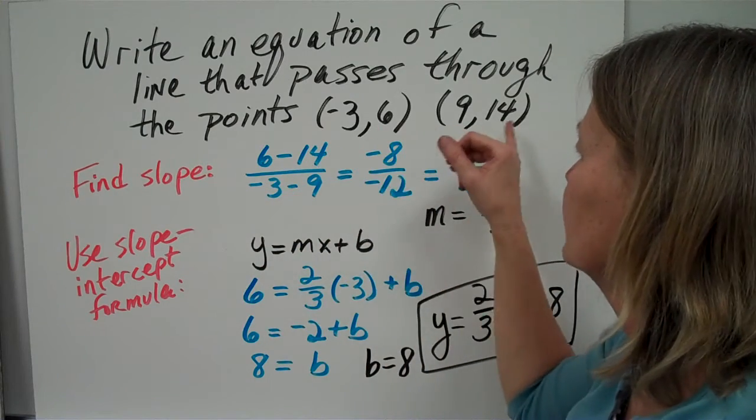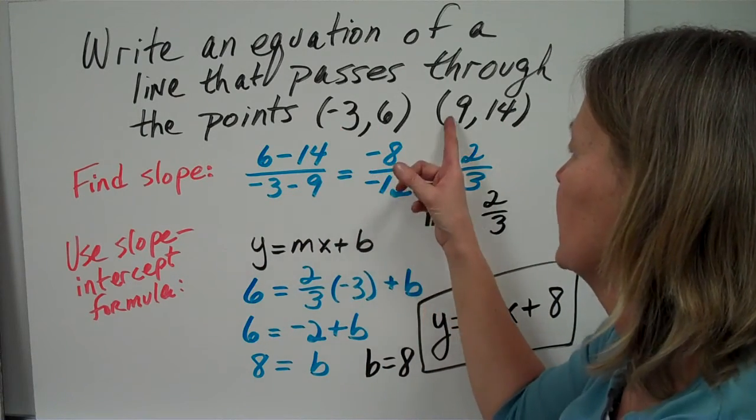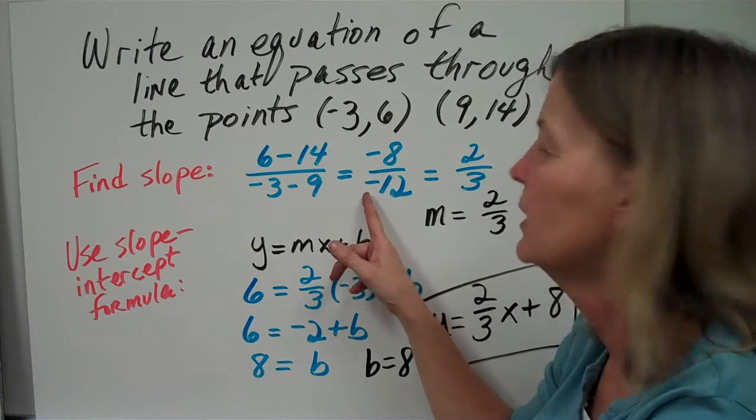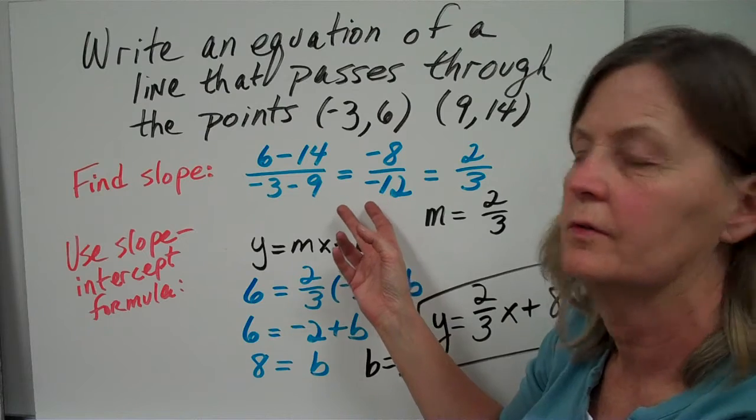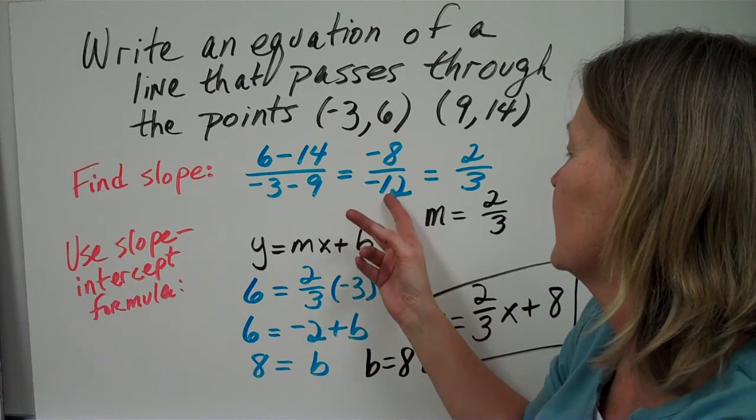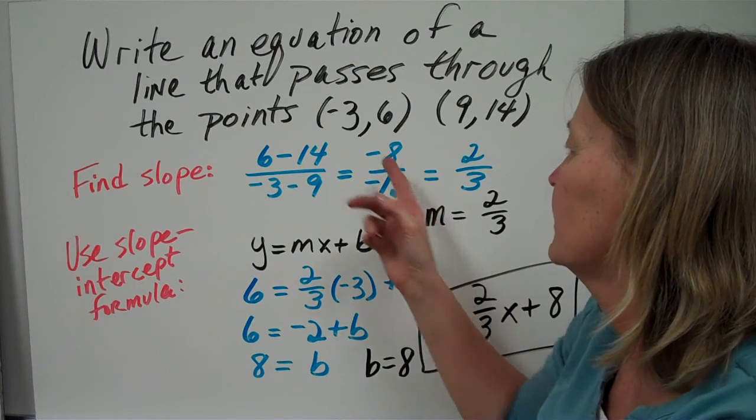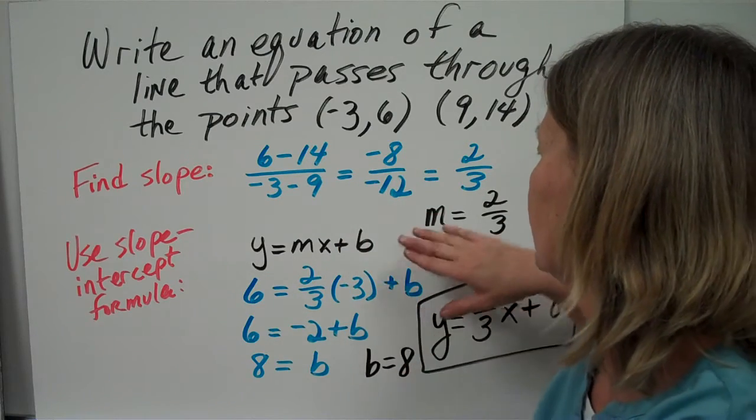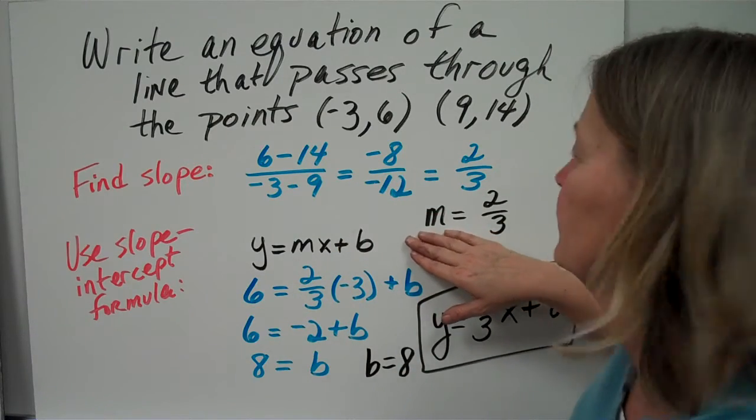Subtracting 6 minus 14 over -3 minus 9. We're going to get -8 over -12. It's always good to reduce to lowest terms. Dividing by 4, we get 2/3. And keep in mind when you have the two negatives, that becomes a positive. So we have determined our slope is 2/3.